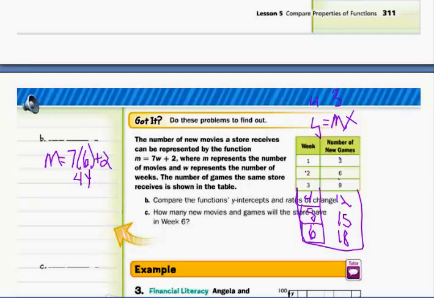So how many will they have? It's 3 times the number of weeks, which is 6. So it's y equals 18. 44 new movies and 18 games. All right. Let's try another one here.